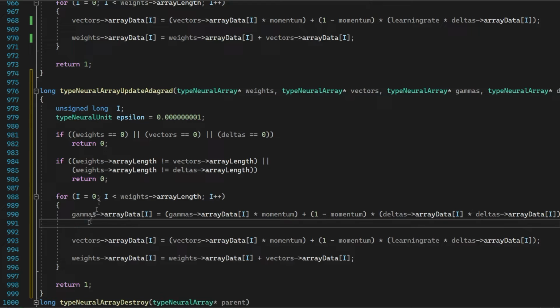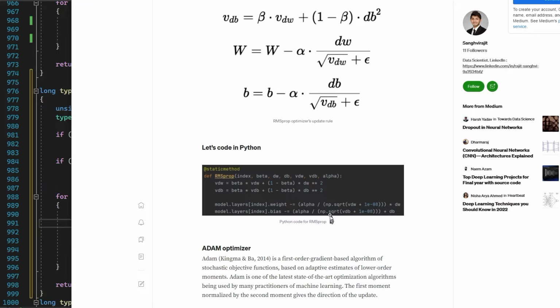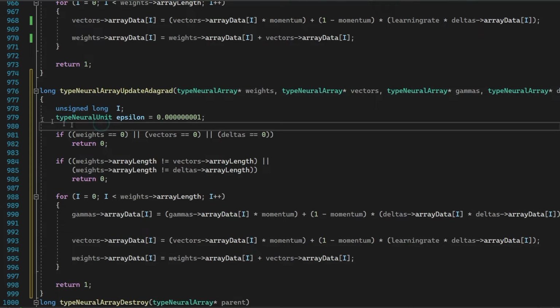Okay, but we still need this part right here. NP square root, there, it's right here. NP square root plus epsilon. One minus beta, vector. VW beta, VW weight, vector.